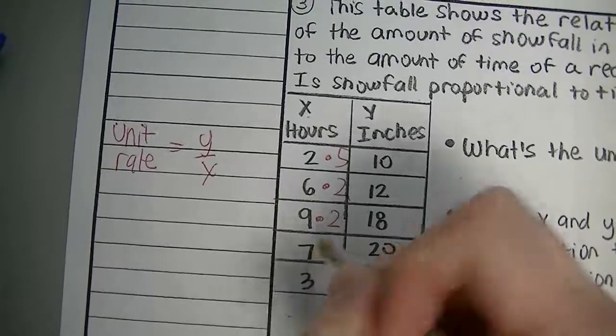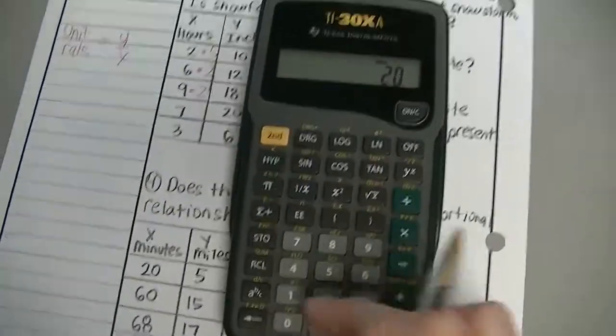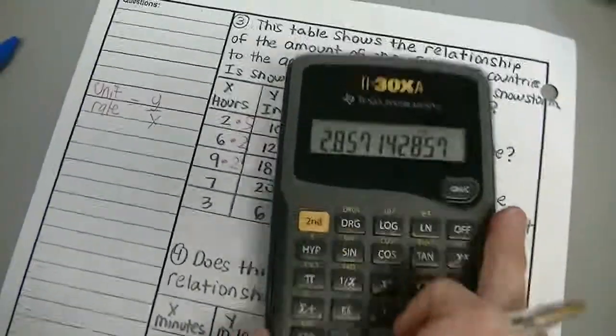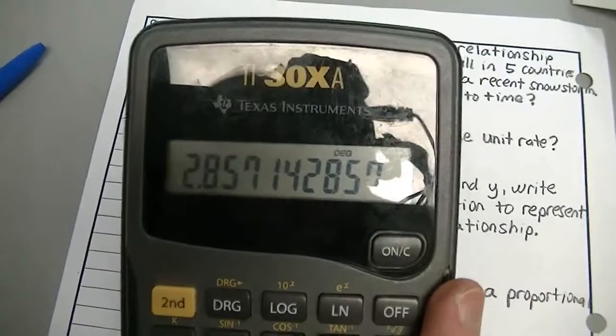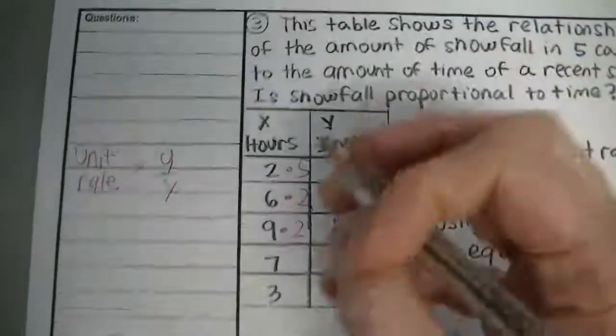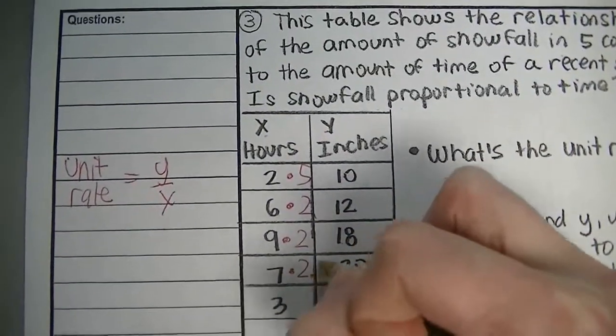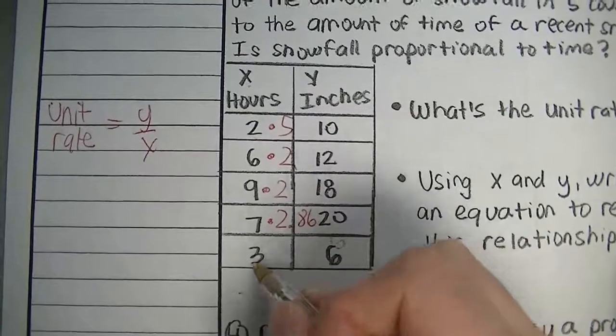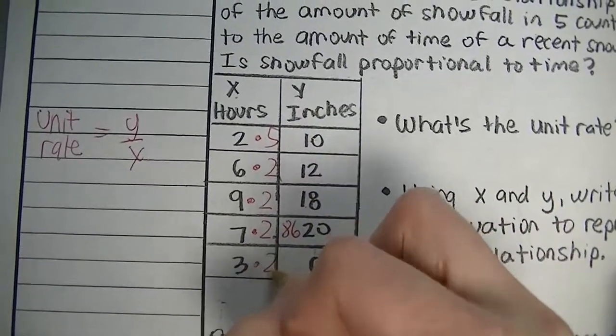Okay, 20 divided by 7, I don't know that. Let's round to the nearest hundredth, and you'd get 2 and 86 hundredths. Okay, and then 6 divided by 3 is 2, so 3 times 2 is 6. Okay.